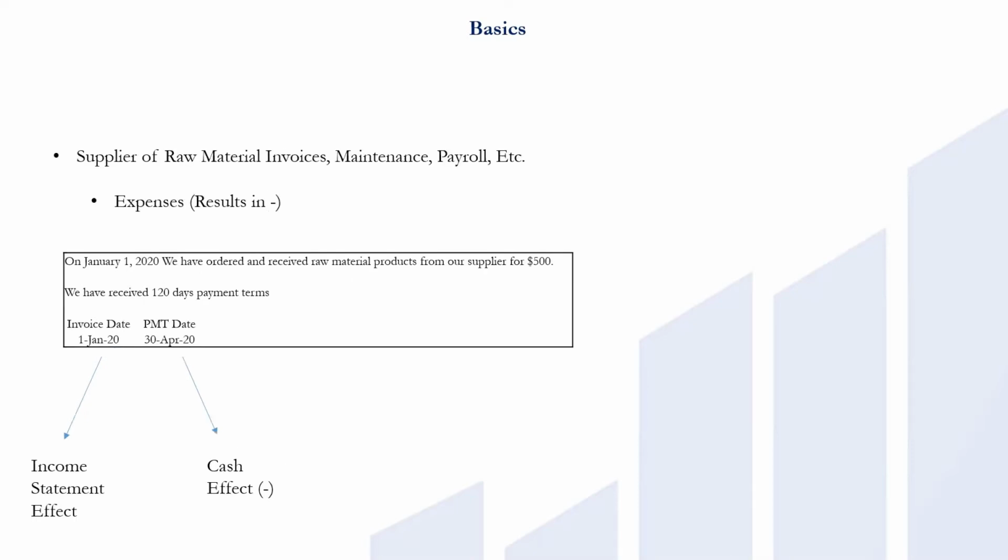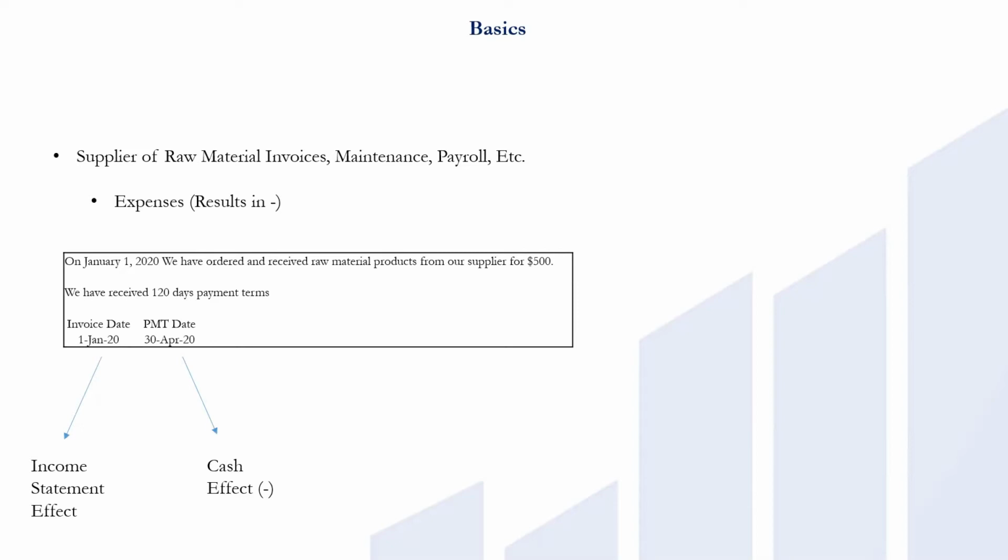Same goes for payments. So imagine that for us to be able to produce the 1,000 units that we have sold earlier, we need raw material from the supplier. So we put an order, and the order is worth $500. However, the supplier gave us 120 days payment terms. So if today is January 1st, it means that today the order is completed. We got the goods.